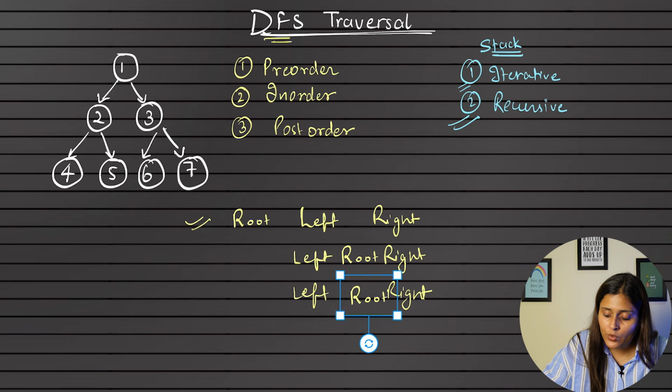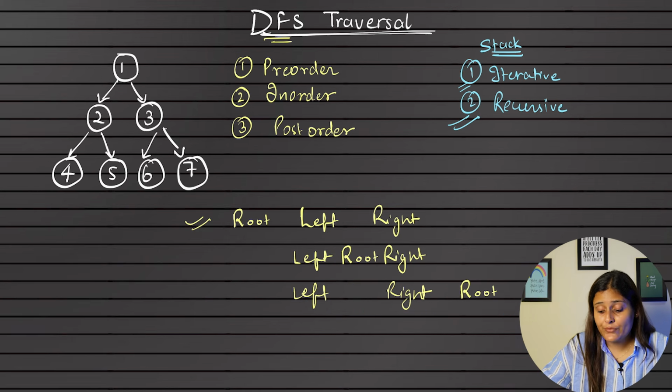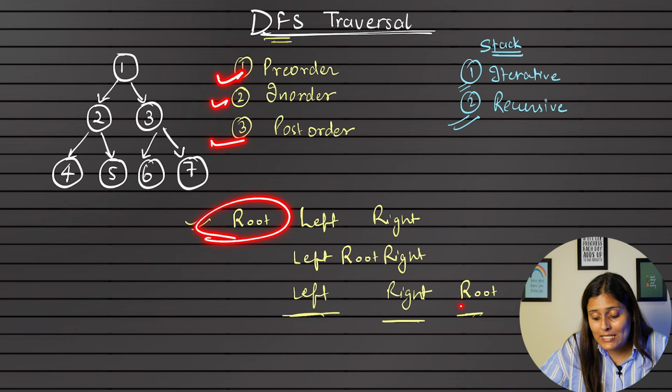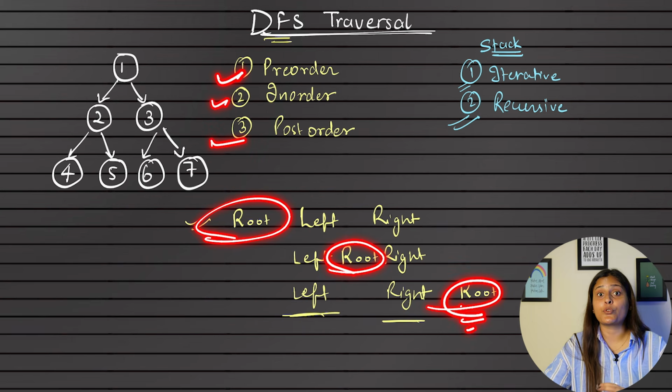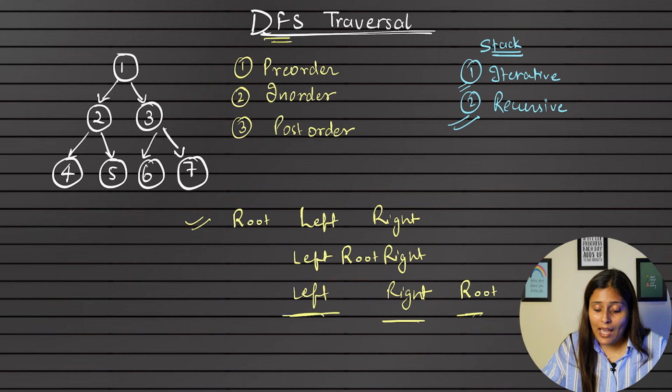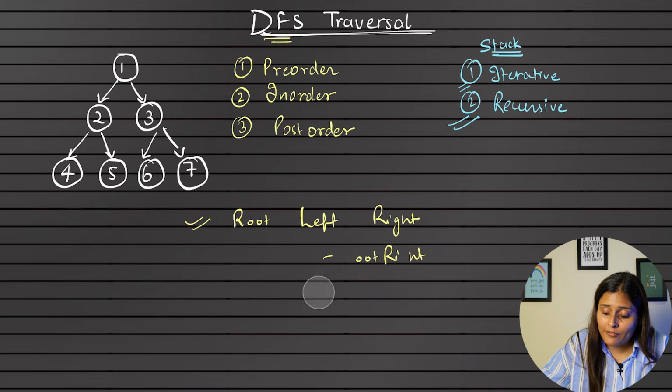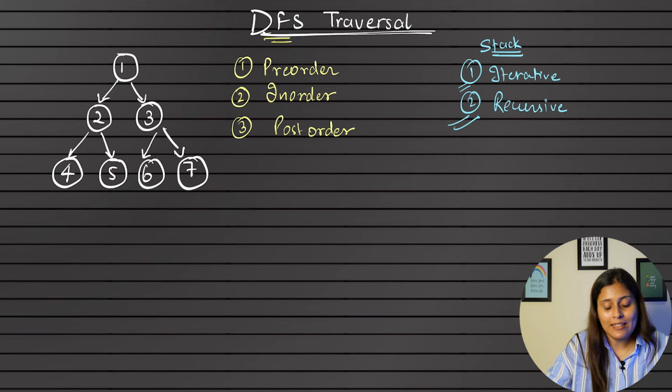Or if the root comes after right, meaning first left, then right, then root, it becomes post order. Post means after. So pre and post depend on the location of the root when you want to print it. Very simple. Now let's see how we can do in-order traversal in this tree.